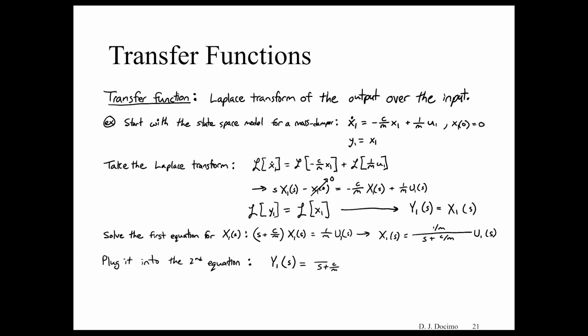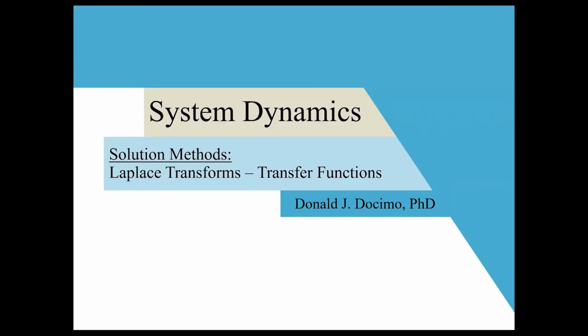Let's plug that into our second equation. Essentially x1 and y1 are the same exact thing, so we get Y1 is equal to the same exact thing. And now we're going to divide by U1 of s. So Y over U, which is our transfer function TF of s, is 1 over m divided by s plus c over m. And that's what a transfer function is. It is your output over your input for any Laplace transform. And that's the basics for a transfer function.